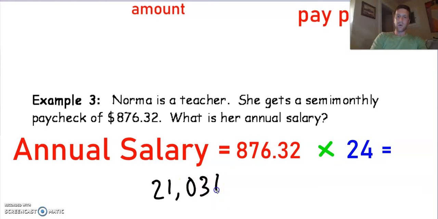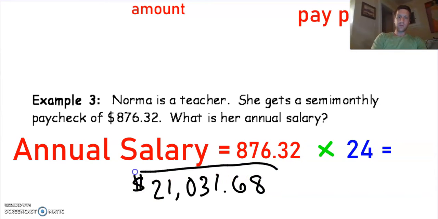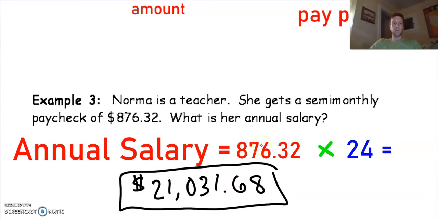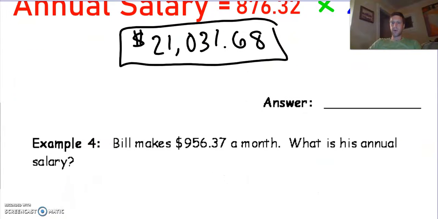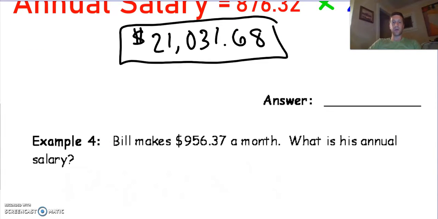$21,031.68. I don't need to round on this one. And the last example, I'm going to let you guys try that one. Same process. Make sure you use the correct numbers.